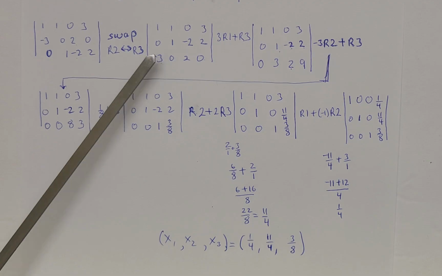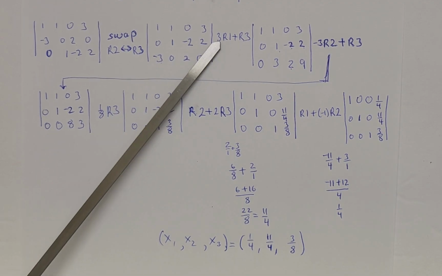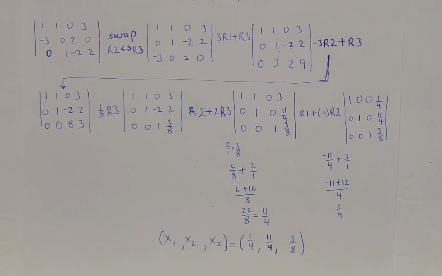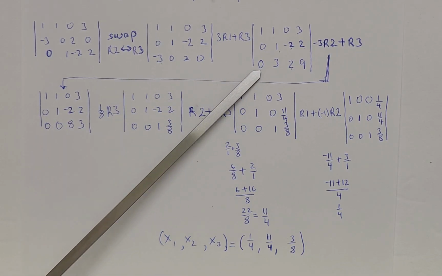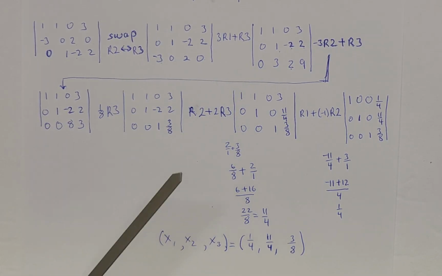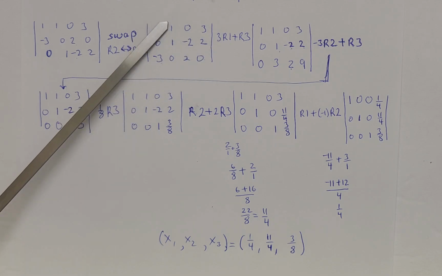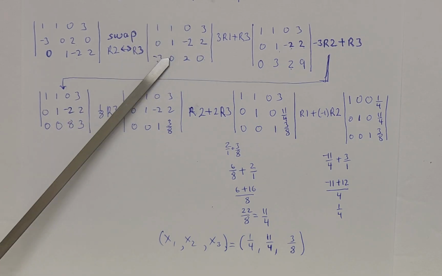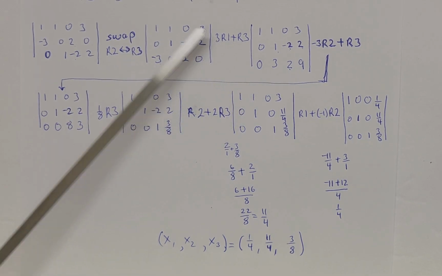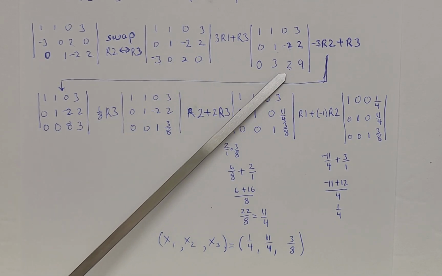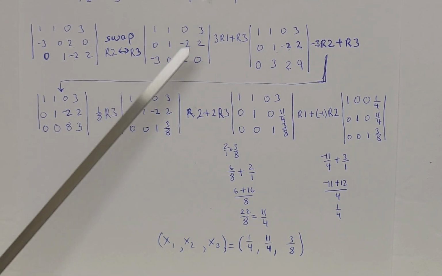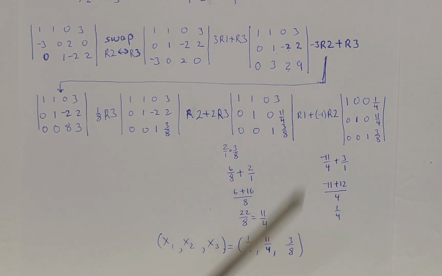I need this -3 to be a 0, so just do the opposite, which is +3. So 3 times 1 is 3, subtract -3 gives me this 0, okay? Next, 3 times 1 gives me 3, 3 plus 0 gives me this 3. 3 times 0 is 0, 0 plus 2 is this 2. 3 times 3 is 9, 9 plus 0 is this 9, okay?